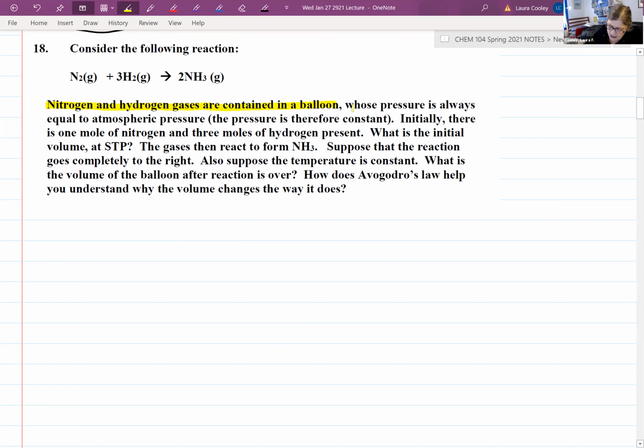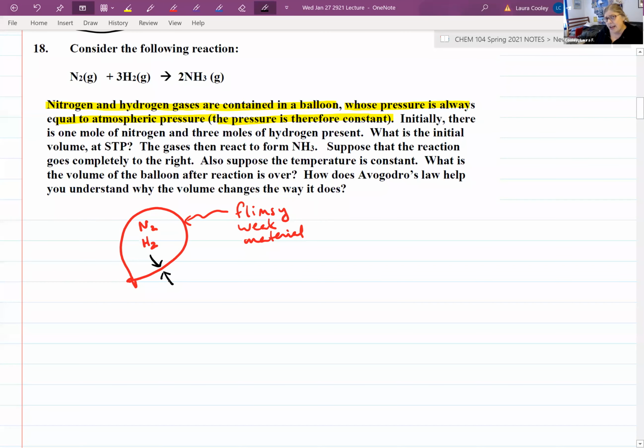Okay, so let me just go over the first line, whose pressure is always equal to atmospheric pressure. The pressure is therefore constant. I mean, all this stuff is a little bit like Greek, right? But let me sort of explain what that means. So we have this balloon, and we've got nitrogen, and we've got hydrogen in it. You know what balloons are made of? They're rather flimsy, not very strong material, which is why you're allowed to say that the pressure inside would be the same as the pressure outside.